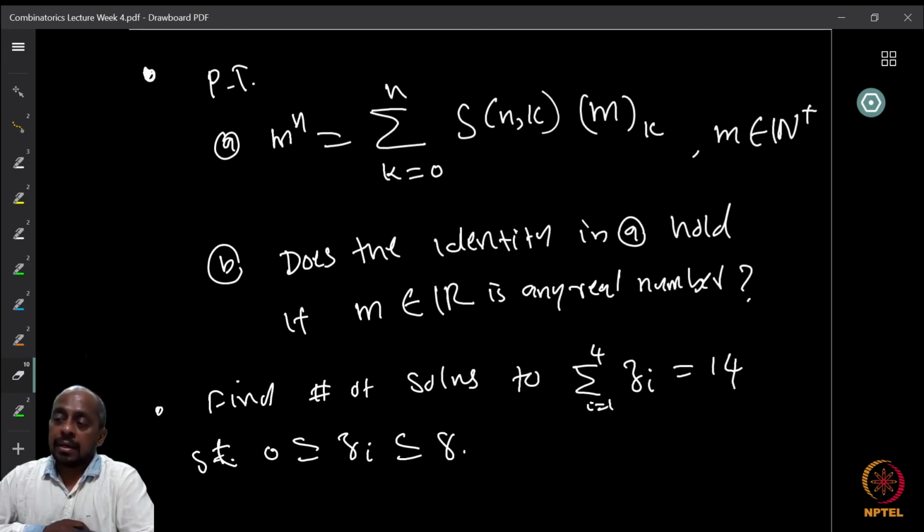Now find the number of solutions to the equation summation i equal to 1 to 4 of zi is equal to 14 such that 0 is less than or equal to zi less than or equal to 8 for every i.